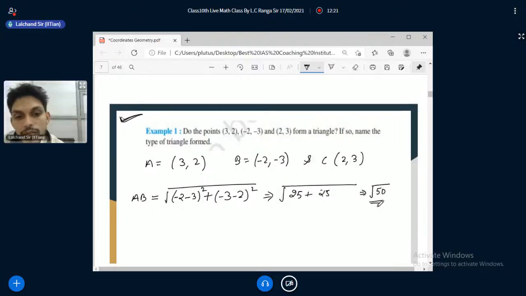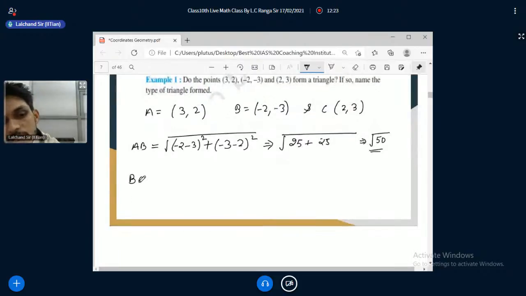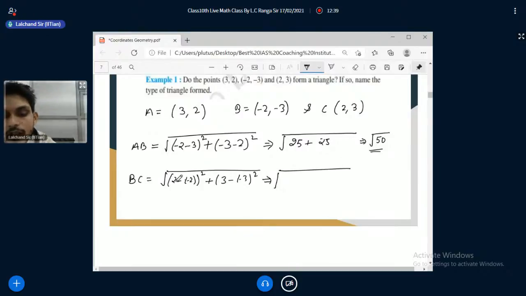You can tell me. Okay, so now find out BC. What is the distance between B and C? Again apply distance formula, (2 minus of -2) square plus (3 minus of -3) square. Then this will be 4 square, that means 16, and this will be 6 square, that means 36, and this is equal to √50.